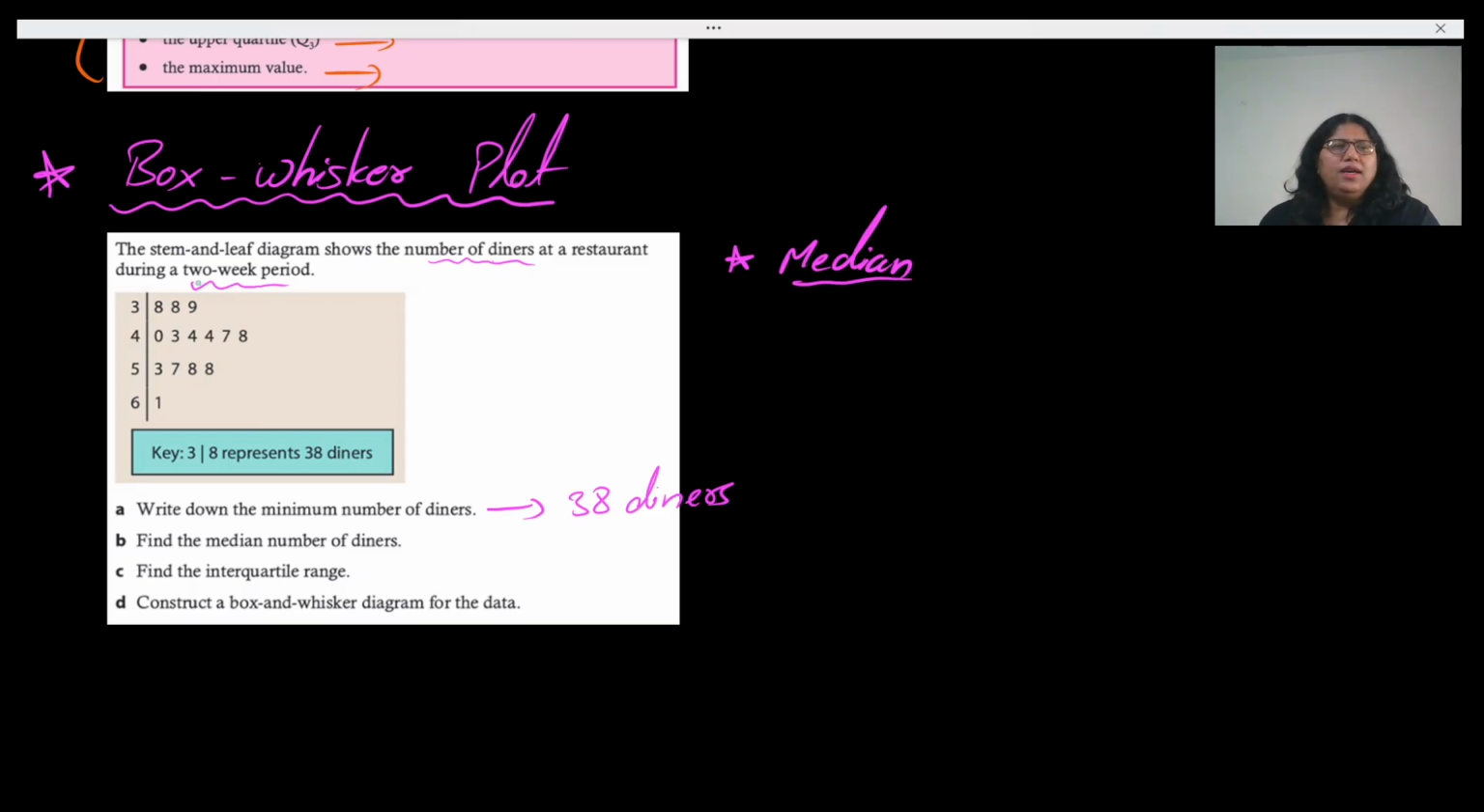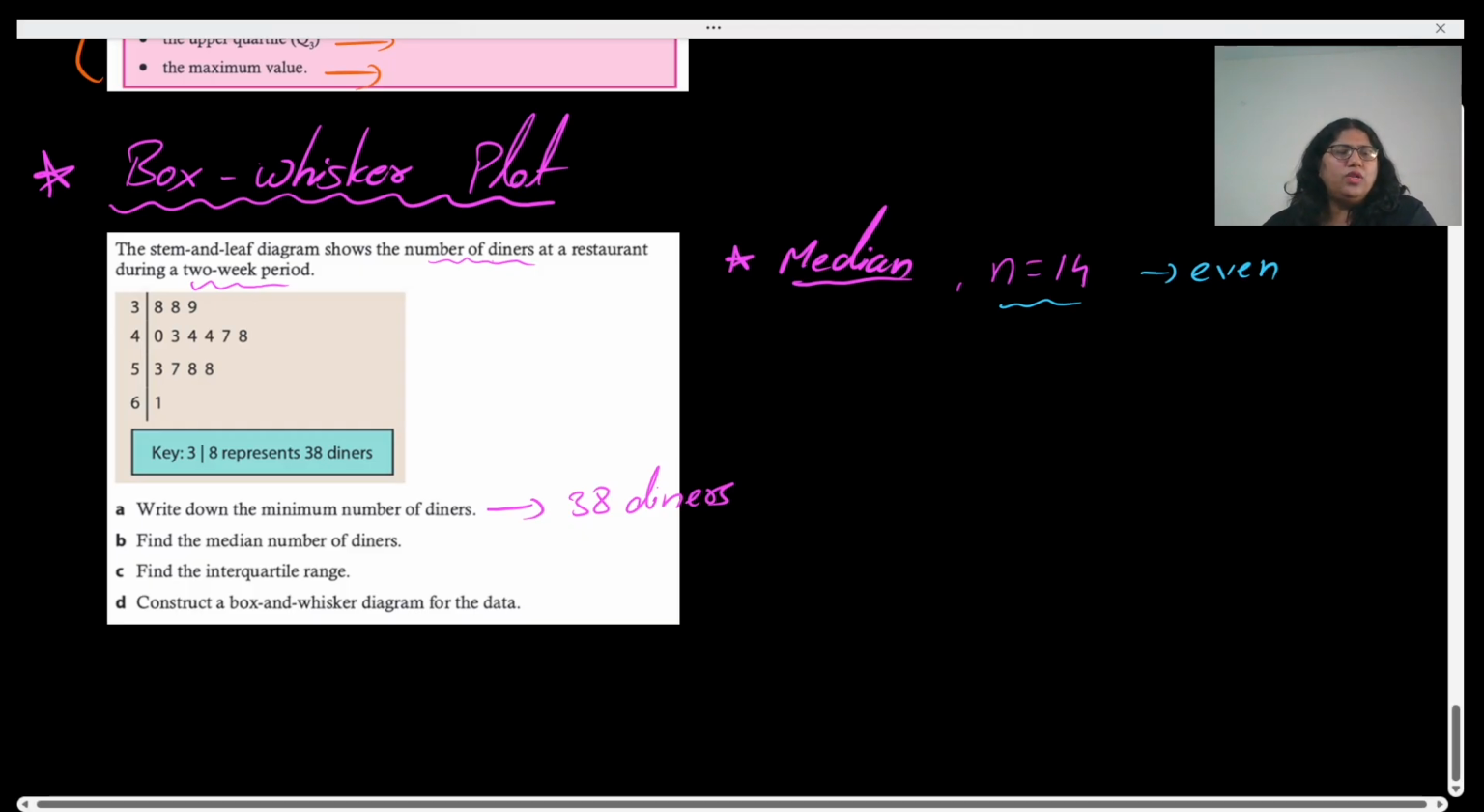So how many observations do you see here? It's 3, and then here 6, 6 plus 3 is 9, 10, 11, 12, 13, 14. So your n value, which is the number of observations, is 14, correct? So is this odd or even? This is nothing but even. Now whenever your n is even for ungrouped data, you will have two mid values and you need to take the average to calculate the median, right?